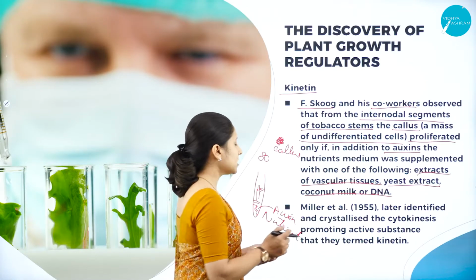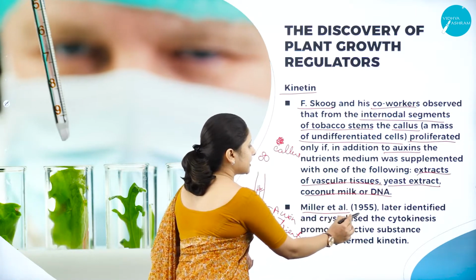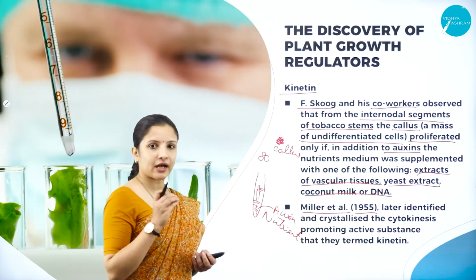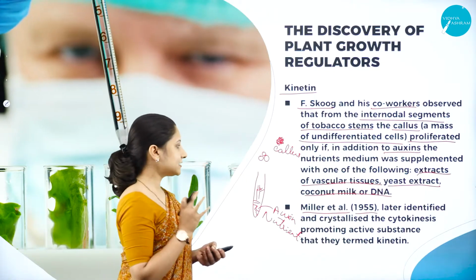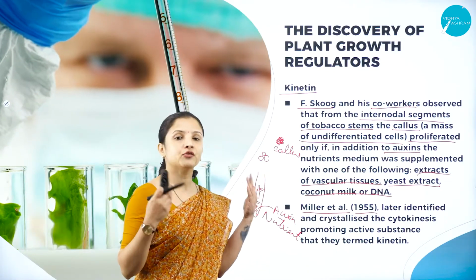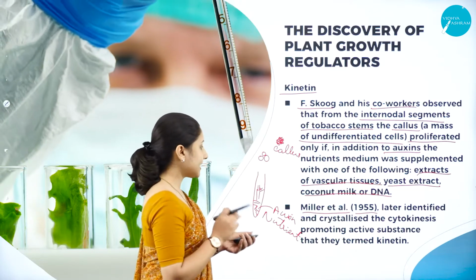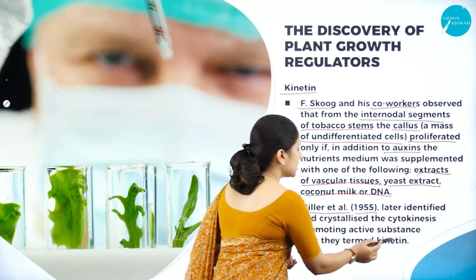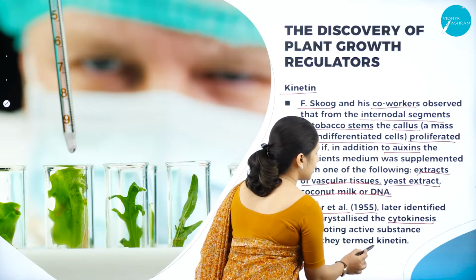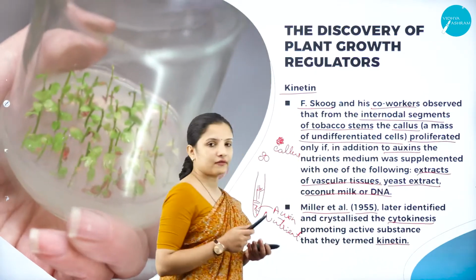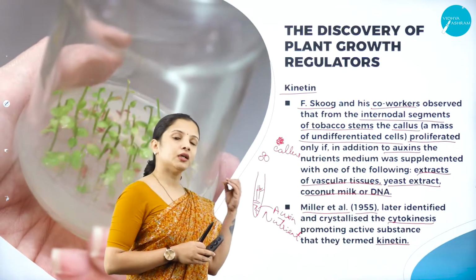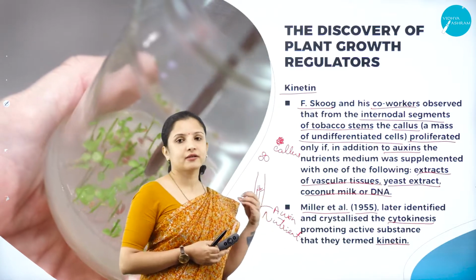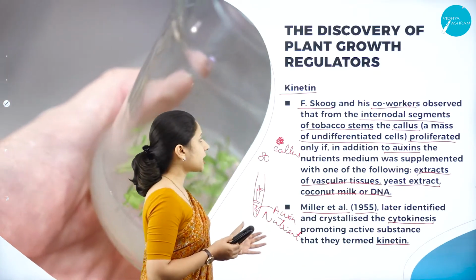And later on, Miller et al., in the year 1955, identified some crystallized substances and tried to identify what they were. That is when he found out that they were cytokinins, and he named them kinetin. So now it is called cytokinin, but earlier those crystallized forms were called kinetin. So what happened here?